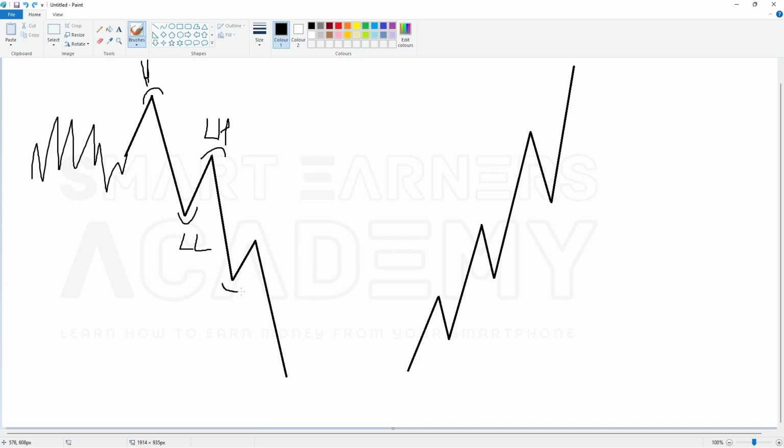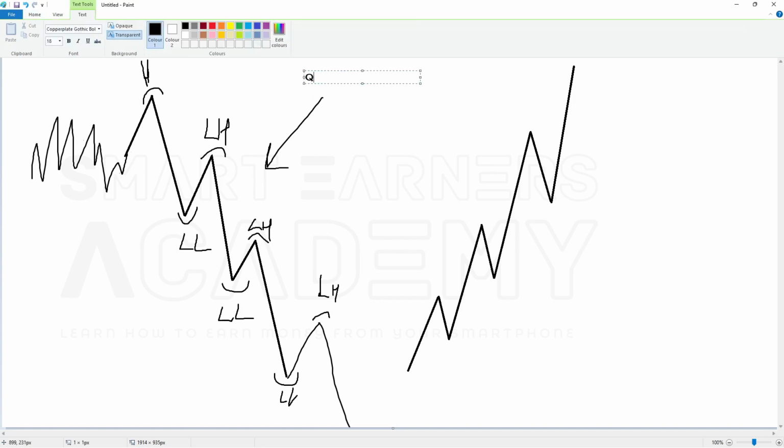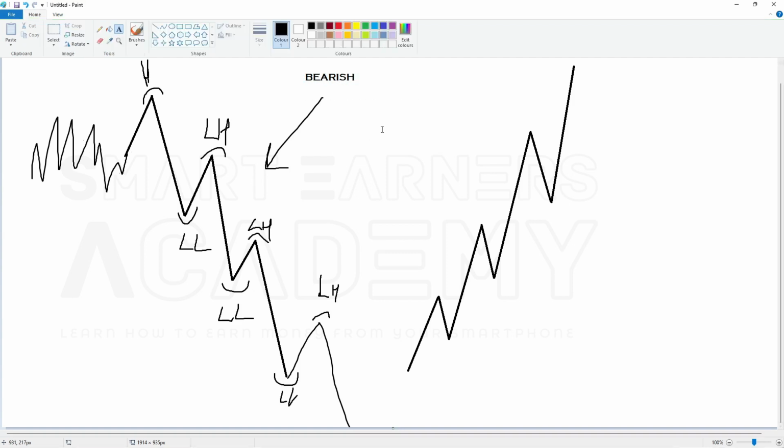Now let's continue with this. This is another lower low. This is another lower high. This is another lower low, assuming that price went like this, and then that's another lower high, and so on and so forth. This is what we call bearish structure, and I'll quickly write here bearish, because this is bearish price. So this is just a simple diagram, an example of what bearish structure looks like.